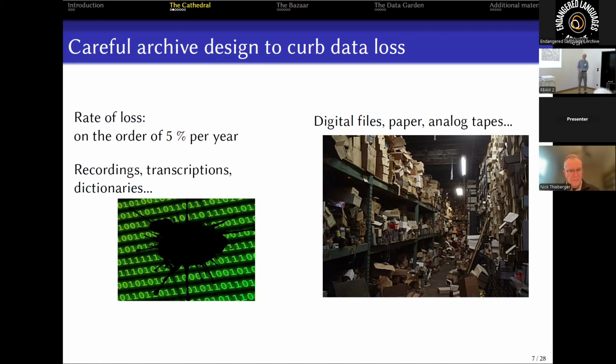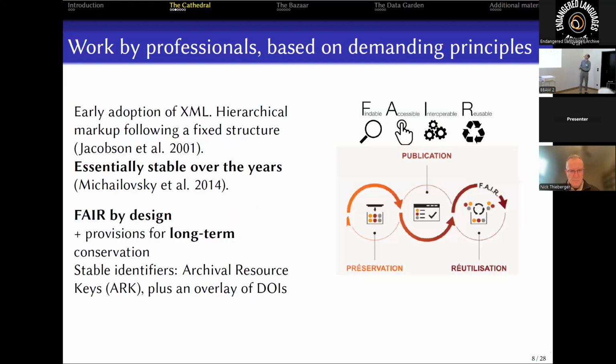And 5% a year is a lot if you come to think about what happens in 10 years, 20 years and more. It affects recordings, but also transcriptions and dictionaries. So we see them disappear around us. And it affects digital files as well as paper and analog tapes. So just having cool stuff on servers at our home institutions or on pages that we maintain is not going to solve the long-term conservation problem for language documentation.